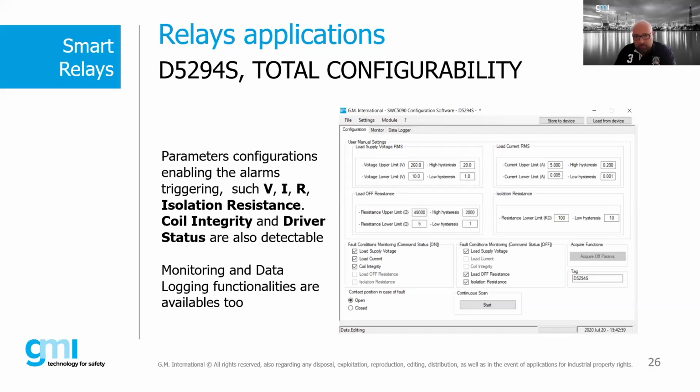Just to set an example, where a single digital output driver should deal with a dual coil valve, we know that even in case one of the two coils is damaged, the valve can operate. But in this context, the D5294S can detect such a condition and provide this information to the operator, so the proper action can be taken in advance.